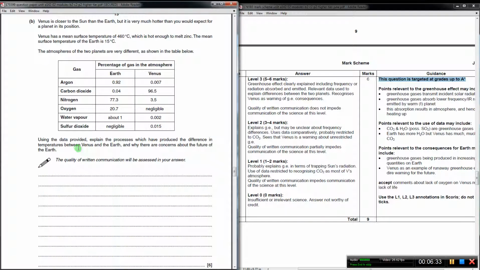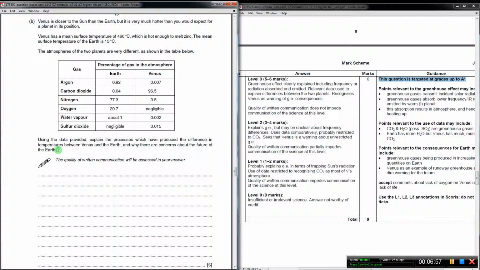Produce the difference in temperature between Venus and the Earth. So we're talking about a difference between Venus and Earth in temperature that's going to have to be explained by a difference between the numbers in this table. And then the last part, which is often the bit that gets left out, and why there are concerns about the future of the Earth. Well, that whole thing is signposting. Temperature and atmosphere is signposting global warming and the greenhouse effect.